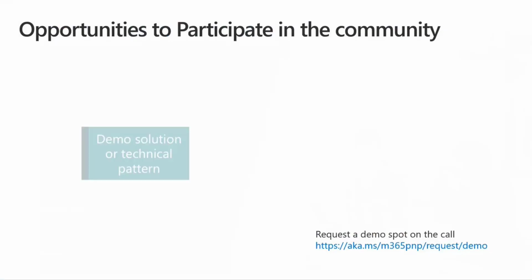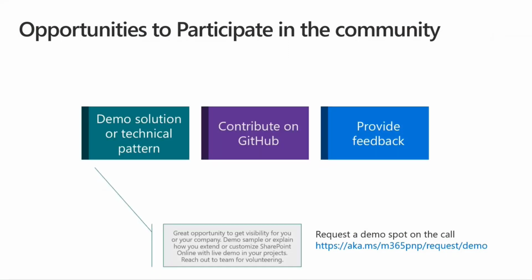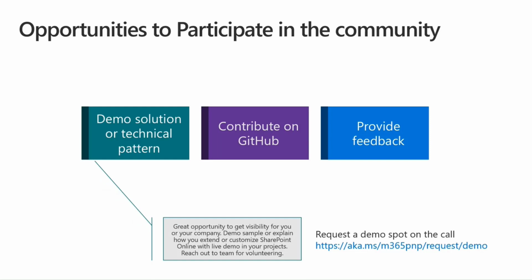Now let's begin by talking about opportunities to participate in the community. We absolutely welcome you to get involved in the community. In fact, we have made it easy on you. We would like to see you request a demo spot. And so you can go to aka.ms/m365/request or PnP, request/demo. You can fill out a little form that would tell us that you'd like to participate in the community. And you may say, well, what am I going to show off? Well, you can show off samples that you have created. And if you have not created any yet and contributed, we're going to show you how.